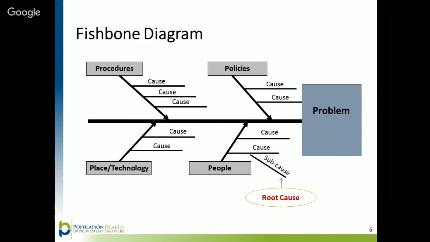As you brainstorm possible causes of the problem with your team, list each cause under the appropriate category. It isn't necessary to spend too much time on deciding in which category something goes into. For example, policy versus procedure. What is important is that everyone's ideas on causes of the problem are represented on the diagram.